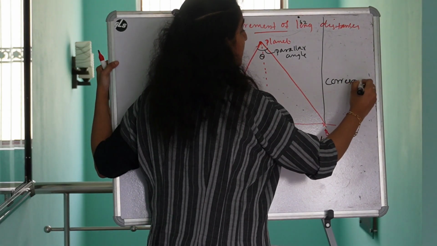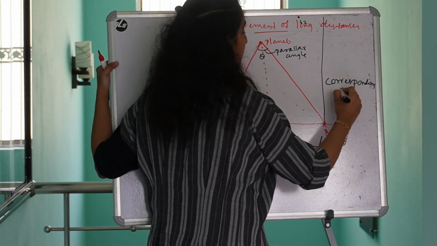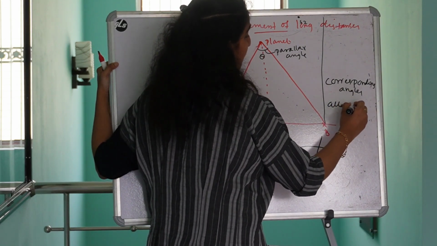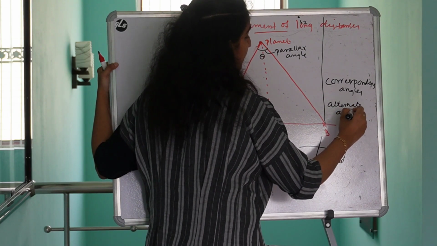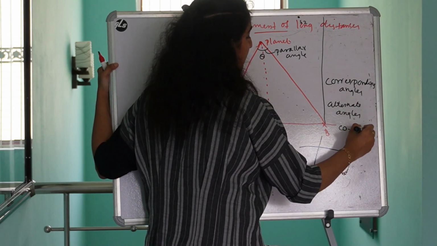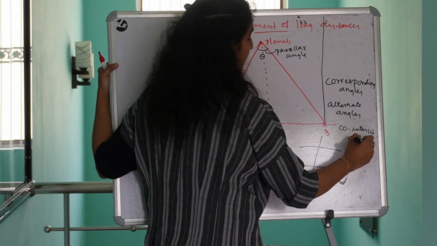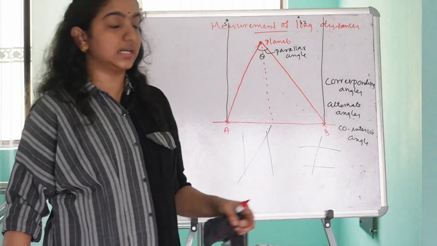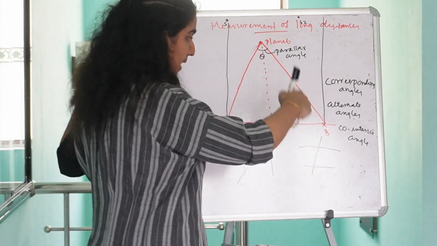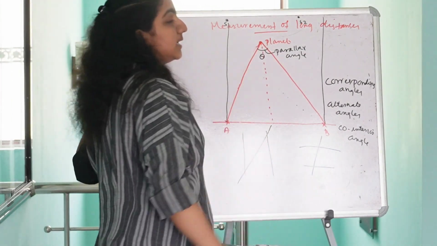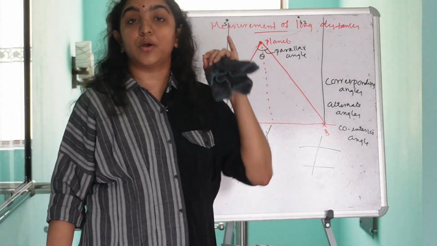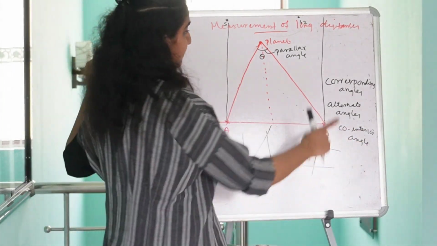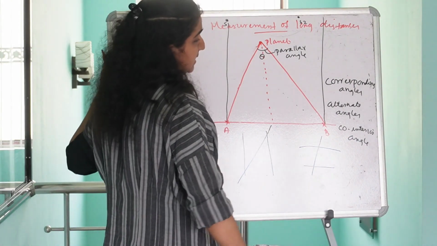What are those types? Corresponding angles, then alternate angles, and co-interior angles. When a transversal cuts through parallel lines, three types of angles are formed. What are the three types of angle? Corresponding angle, alternate angle, and co-interior angle. Yes, listen. What are corresponding angles?